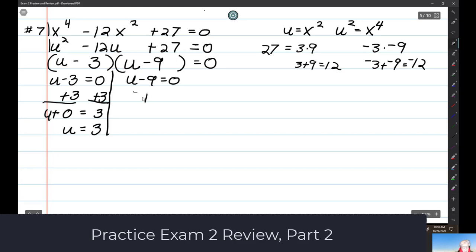And I come over here, I do the same kind of thing. I add 9 to both sides. 0 plus 9 is 9. Negative 9 plus 9 is 0. Bring down the u and add them. U plus 0 is u, so u equals 9, at which point you feel like you're done, but you're not, because u really equals x squared. So you'll have x squared equals 3, and x squared equals 9.